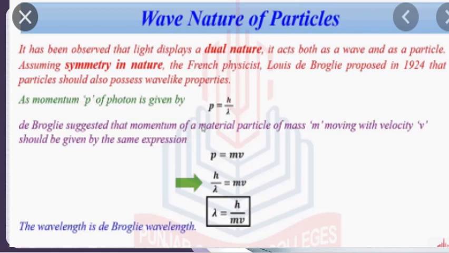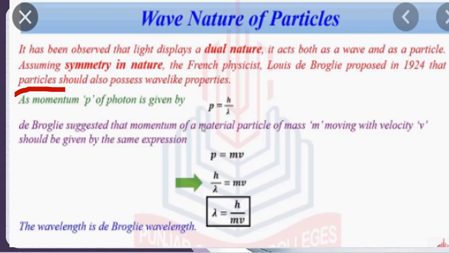It has been observed that light displays a dual nature. It acts both as a wave and as a particle. Assuming symmetry in nature, the French physicist Louis de Broglie proposed in 1924 that particles should also possess wave-like properties. Here the momentum of the photon of light is shown, that is P, the momentum, equal to h over lambda, where h is Planck's constant and lambda is the wavelength of the photon.